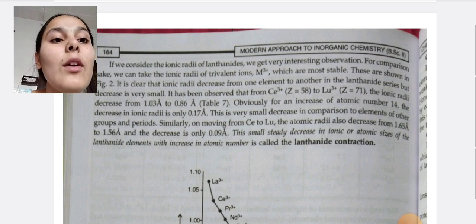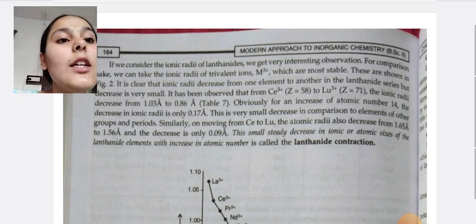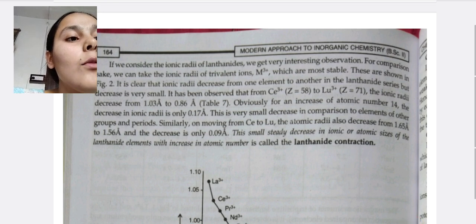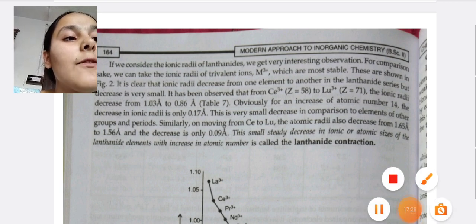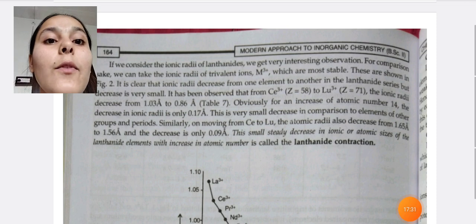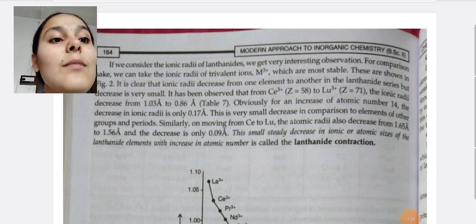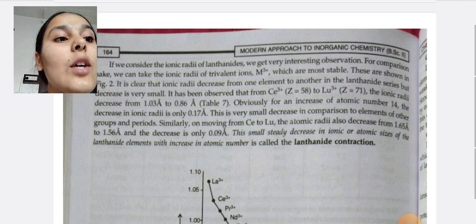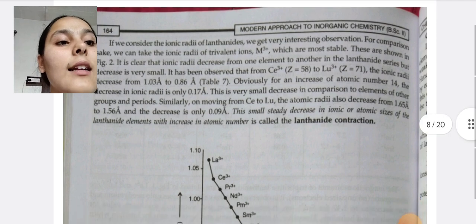Similarly, on moving from Ce to Lu, the atomic radii also decrease from 1.65 angstrom to 1.56 angstrom, and the decrease is only 0.09 angstrom. This small steady decrease in ionic or atomic size of the lanthanide elements with increase in atomic number is called lanthanide contraction.